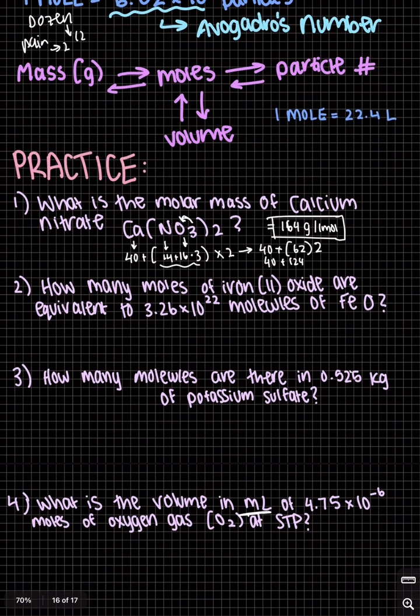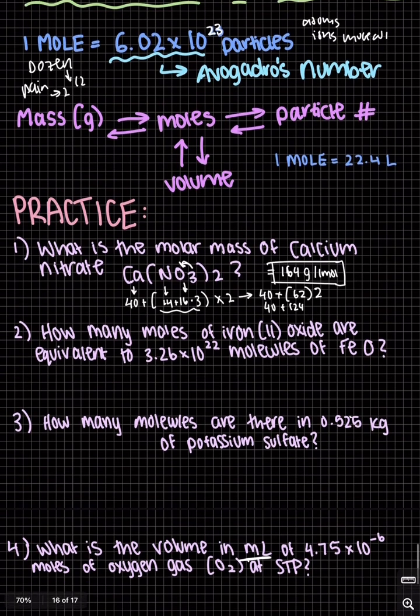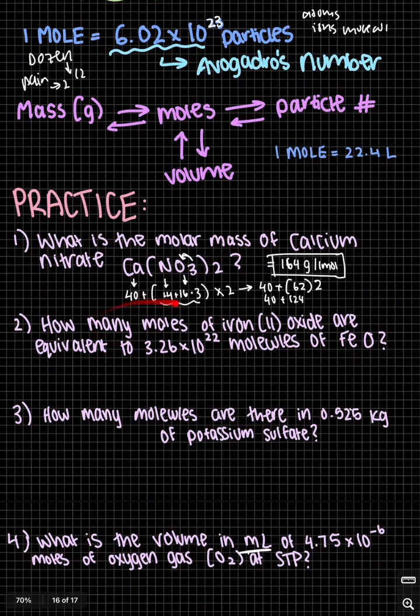Something a little more difficult is: how many moles of iron oxide are equivalent to 3.26 times 10 to the 22 molecules of iron(II) oxide? Well, it's asking me about moles, and it's given me the number of molecules. If I look here at the diagram, I have particle numbers and I want to go to moles, meaning that I'm going to have to convert particle numbers into moles using Avogadro's number.